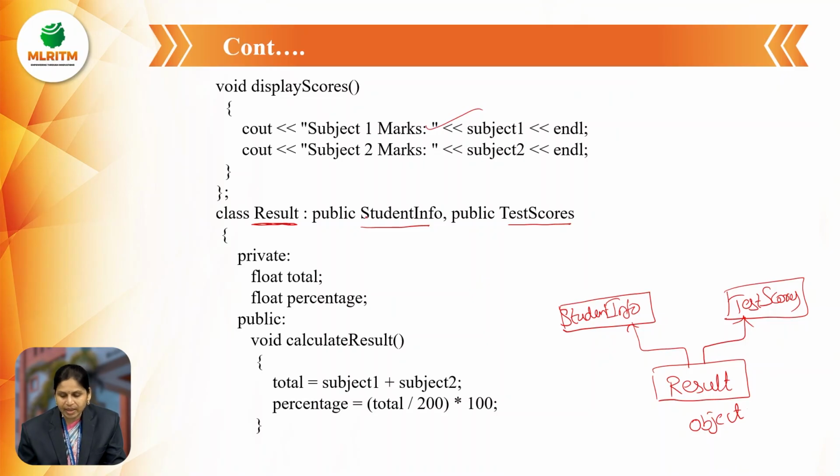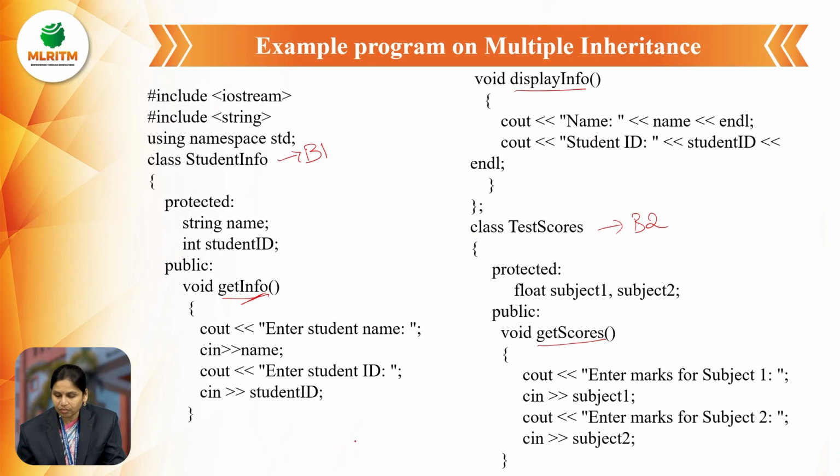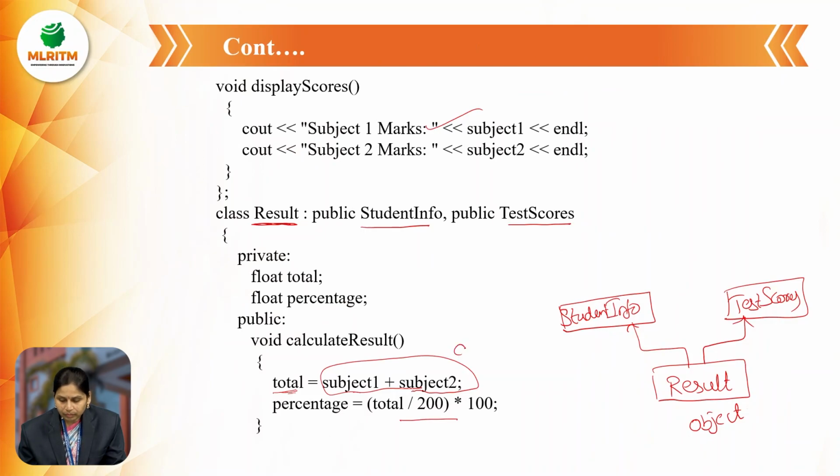Next, in the result class, we are calculating the total and percentage. Here, we calculate the total by taking the values of subject 1 and subject 2 marks. These 2 marks are taken from the get score method. By using this method, we can read the 2 subject marks. For example, these are 85 and 90. These 2 values are added here, 85 and 90. So here there is an inheritance relationship. We are taking the test score values, subject 1 and subject 2 values, from the test score class.